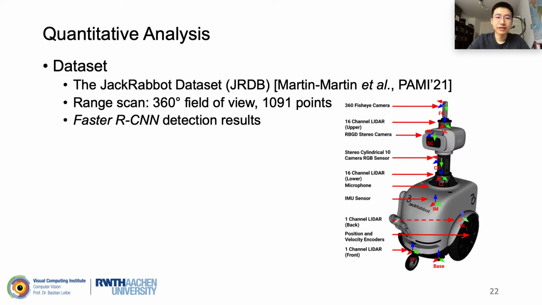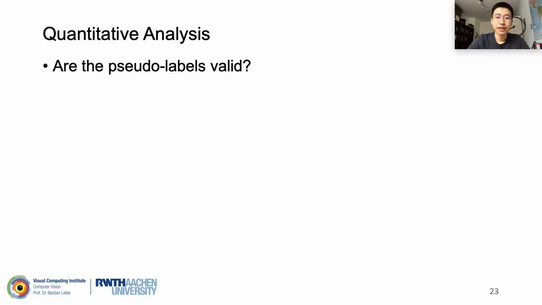For quantitative analysis, we use the publicly available JackRabbot dataset, which is collected using a mobile robot with a suite of sensors. In particular, we use a 360-degree range scan coming from the two 2D LiDARs at the base of the robot, as well as the official Faster R-CNN detections included in the dataset. We conduct a series of studies, each aiming to answer one particular question.